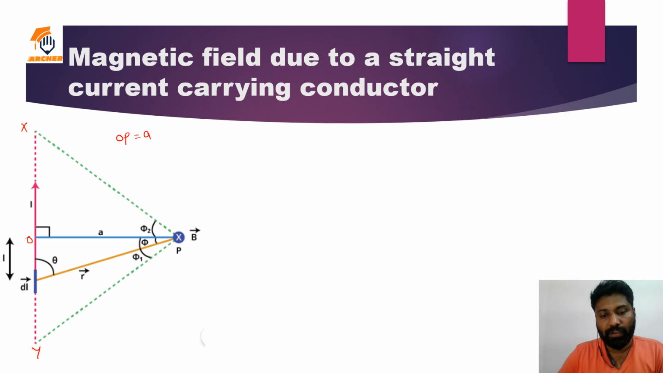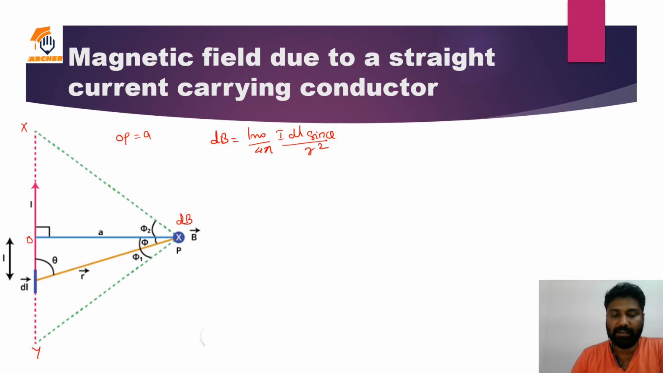Here we need to apply Biot-Savart law, right? According to Biot-Savart law, the magnitude of the field dB due to a current carrying element dl, we need to find that. How can we write that? dB will be equal to mu 0 by 4 pi I dl sin theta divided by r square, right? This is our Biot-Savart law.